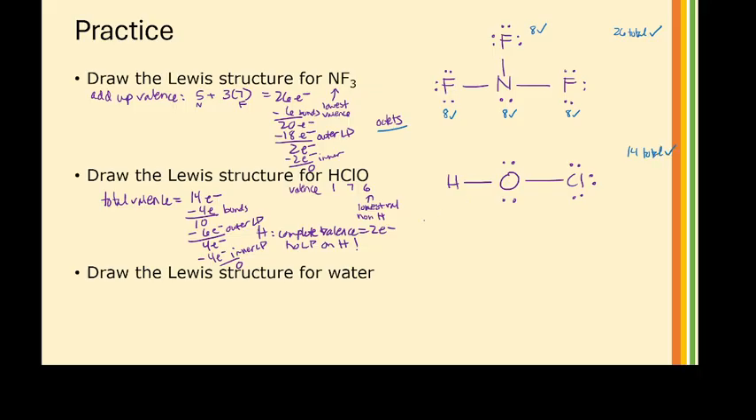And then I want to check my octets. And I'll put octets in quotes because it's really duets in the case of hydrogen. So hydrogen has 2, but that is what we're going for with hydrogen. That's full for hydrogen. For hydrogen, helium, lithium, beryllium, full means 2 valence electrons. All right, so 2, 4, 6, 8, oxygen has 8, 2, 4, 6, 8, chlorine has 8. This is a happy molecule. It's got all its octets complete, it has the right total. We're good to go. Draw the Lewis structure for water.